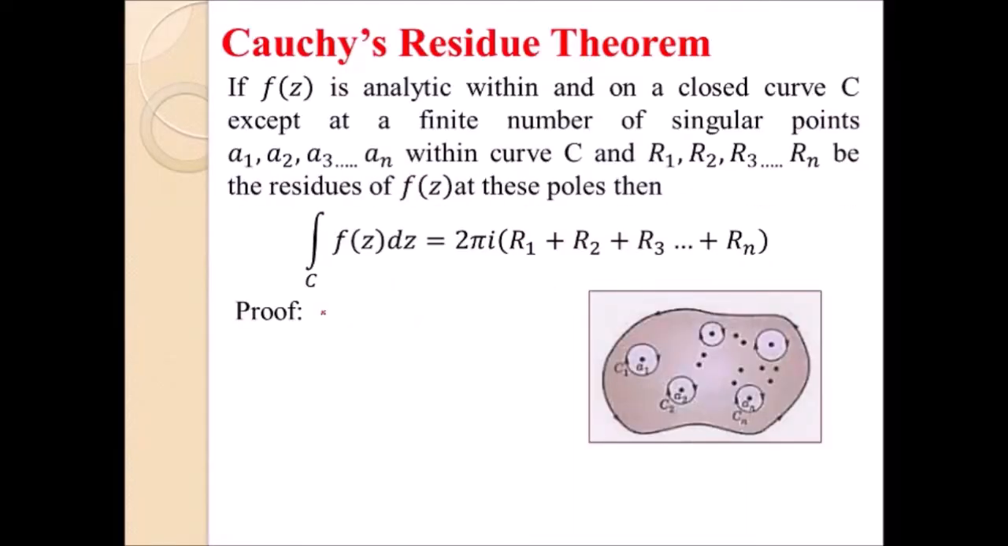In this video, we'll study Cauchy's residue theorem and the problems relating to it. If f of z is analytic within and on a closed curve C, except at a finite number of singular points a1, a2 and so on an within the curve C, and r1, r2 and so on rn are the residues of f of z at these singular points or poles, then the integral over C f of z dz is equal to 2 pi i into r1 plus r2 plus r3 and so on rn. That is, the integral over C f of z dz is equal to 2 pi i into the sum of the residues.